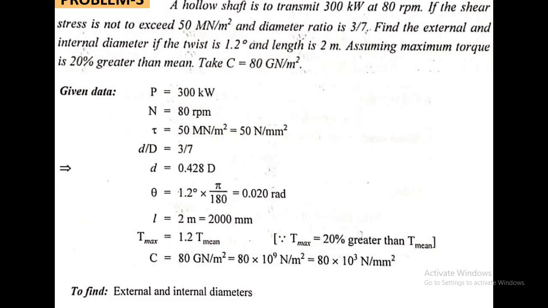As usual, do the unit conversion for shear stress, theta and the length, everything. Here they have given the d by D ratio, that is internal diameter to external diameter, as 3 by 7. They have given one more condition, 20% exceed, that means T max equals 1.2 T mean. The modulus of rigidity, 80 giganewton per meter square, should be converted into Newton per millimeter squared. So the question is the external and internal diameters.